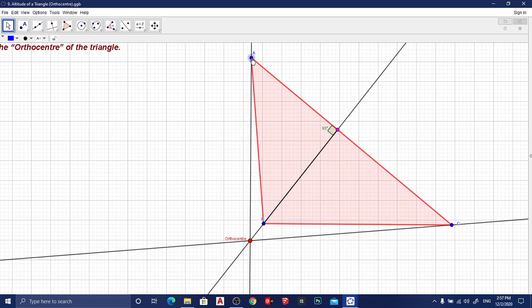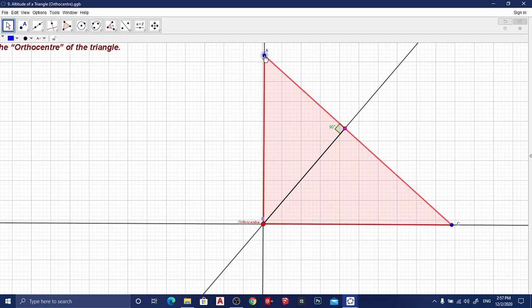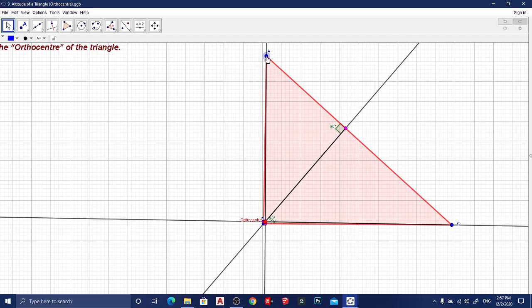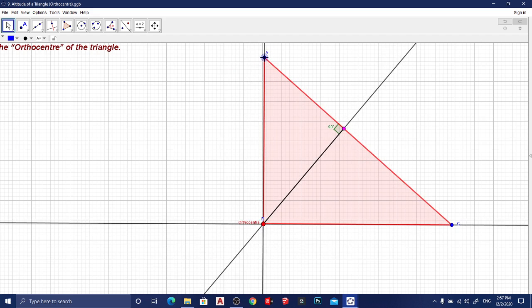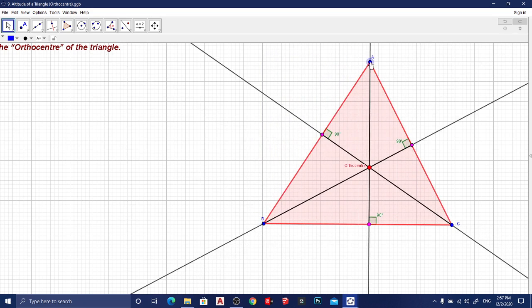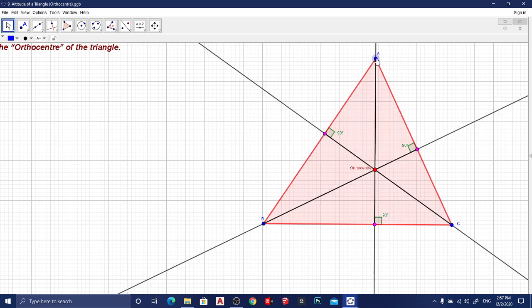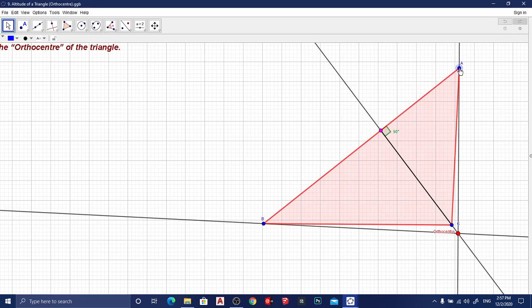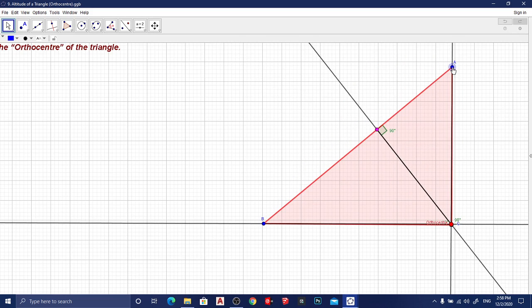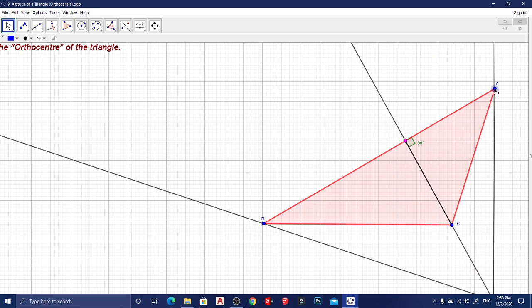Okay, so if it is a right angle triangle, the orthocenter will exist exactly at the vertex where the 90 degrees is. And if we move like this, the orthocenter exists in the interior of the triangle. To the right side also, the same concept. If I move like this, the right side also will show the same concept.